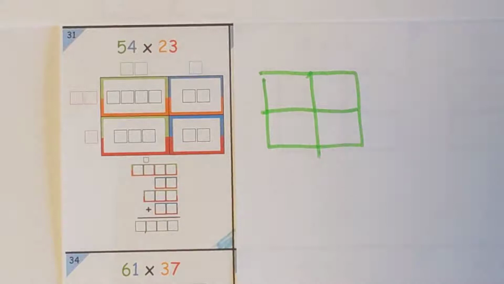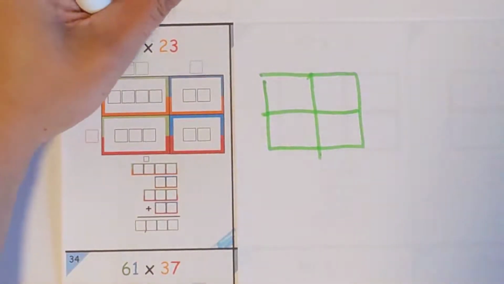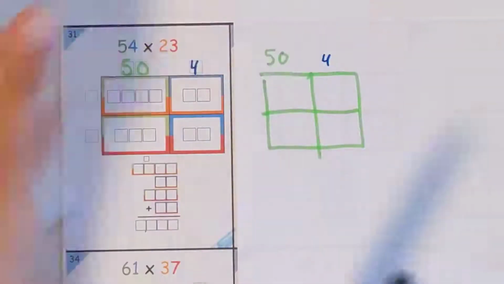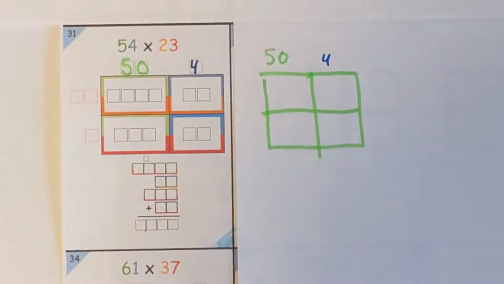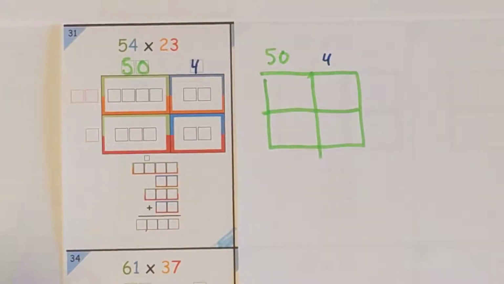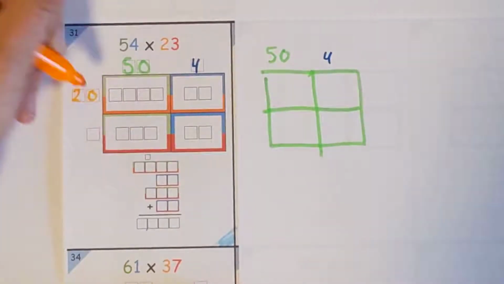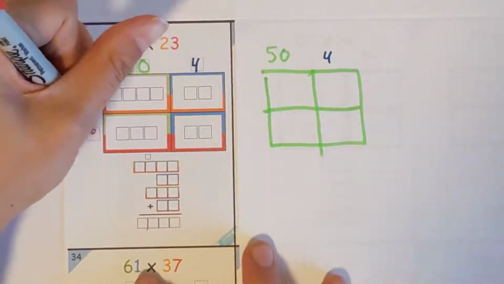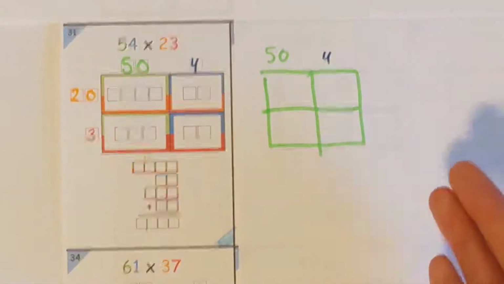Now what we're going to do is we're going to take each number and put it in expanded form. Starting with 54, I want you to put that in expanded form along the top. So for example, this green 5 is actually worth 50, and the 4 is just a 4. And then we're going to do the same thing along the side with the other number, 23. So the 2 is worth 20. So there's our 20. And then the 3 is just a 3 because it's in the ones place.